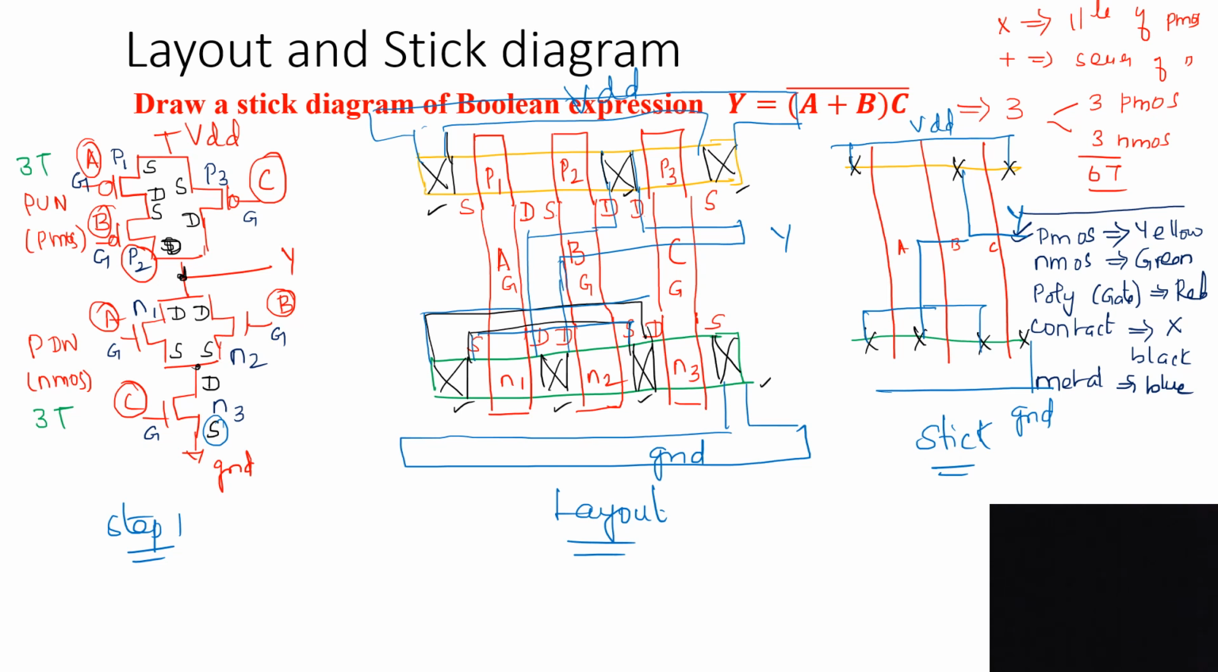In layout, we are using the rectangular shape, but in stick diagram, you are using a single wire, that is a single line of diagram. That is the only difference. Okay, I hope everyone is clear about the layout and stick diagram. With this, I wind up the session.